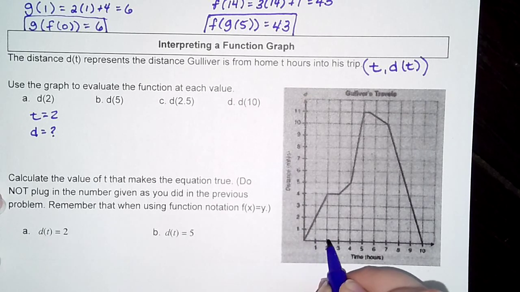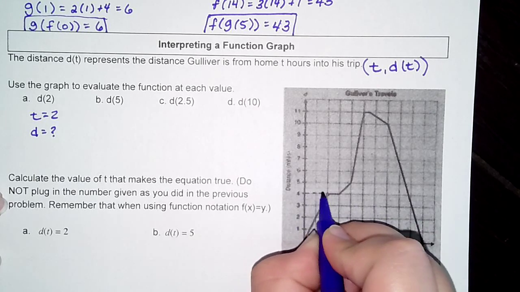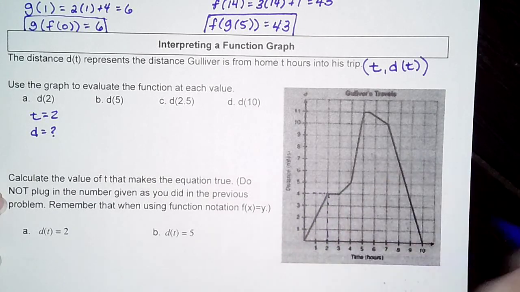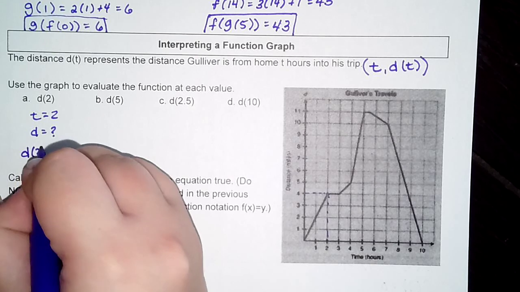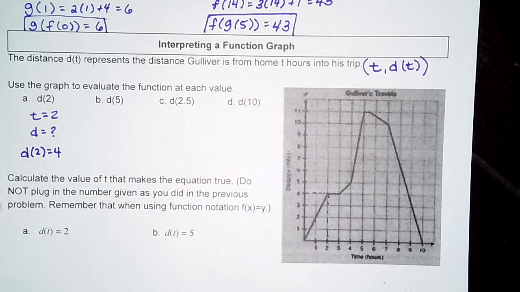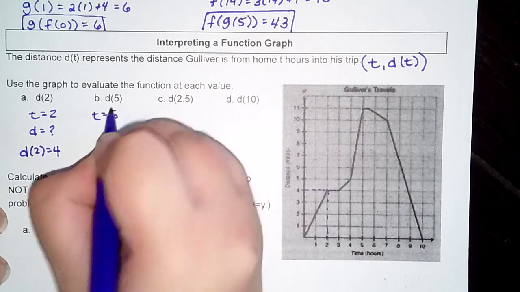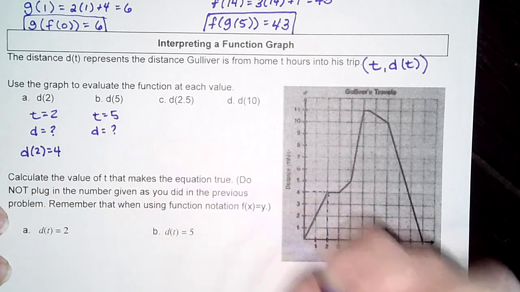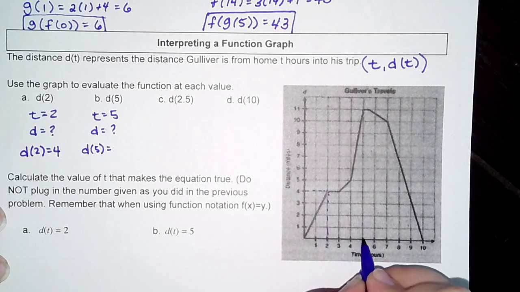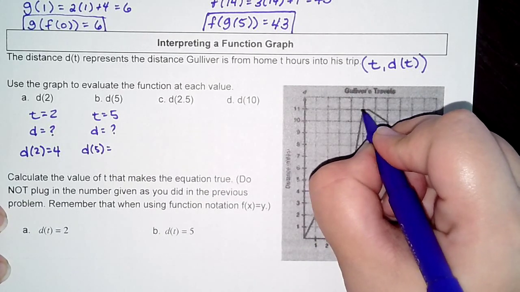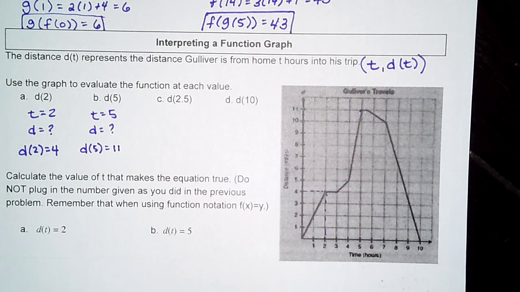So if t is 2, based on the function given, his distance, let's put some lines in here, is 4 miles. So d of 2 is equal to 4 miles. d of 5 says that if t is equal to 5, what is your y value? What is your distance? Well, when t is 5, we go over here, we say our time is 5, and at that time, our distance is 11 miles. Notice I'm not plugging numbers in, I'm just using what the graph tells me.